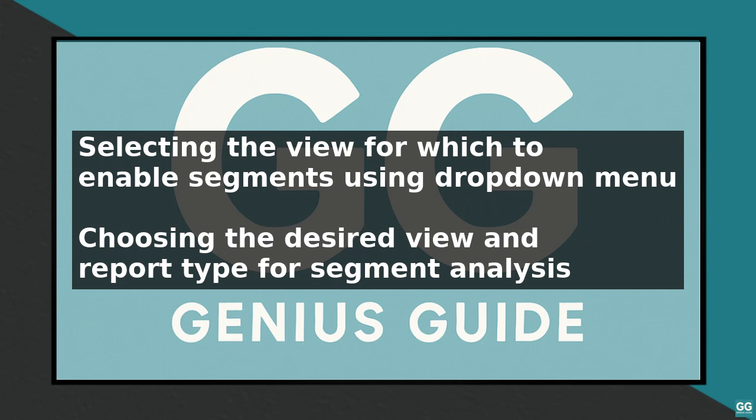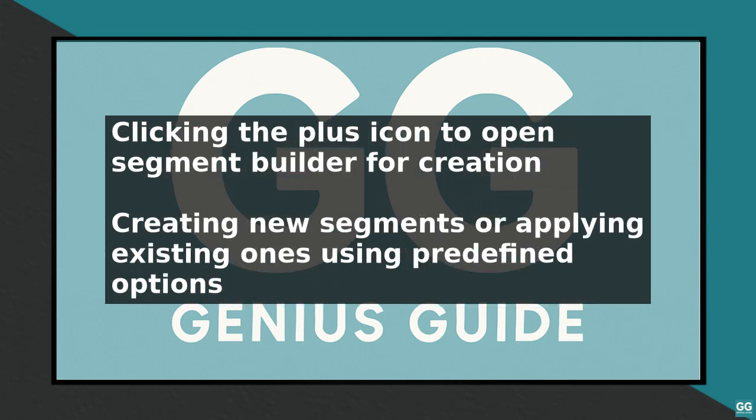To create a custom segment, click on the New Segment button and define the conditions that users must meet to be included in the segment. For example, you can create a segment for users who have visited a specific page, or for users who have completed a particular goal. You can also use regular expressions to create more complex conditions.